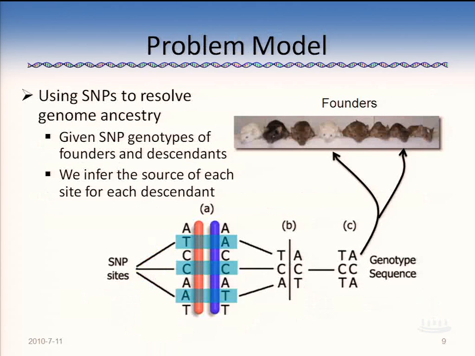Using SNPs to resolve the genome, we have the SNP genomes of founder animals and descendants, and we would like to infer the source of each site for each descendant. For example, the first site is a combination of T and A alleles. We would like to tell which founder T is from and which founder A is from.